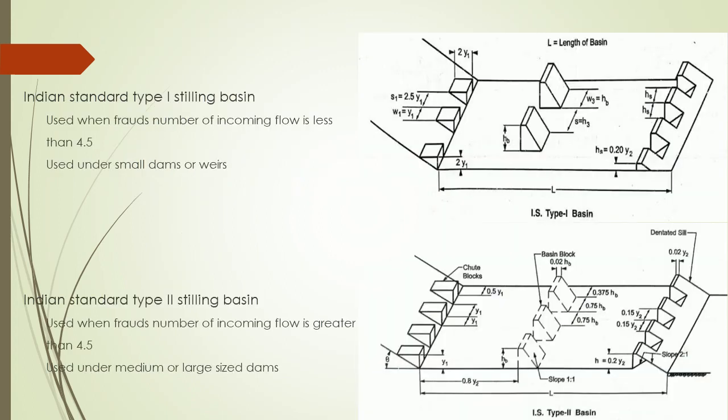Figure shows Indian Standard Type 1 and Type 2 stilling basins. Indian Standard Type 1 stilling basins are used when Froude's number of incoming flow is less than 4.5. It is used under small dams or weirs. Indian Standard Type 2 stilling basins are used when Froude's number of incoming flow is greater than 4.5. It is used under medium or large-sized dams.